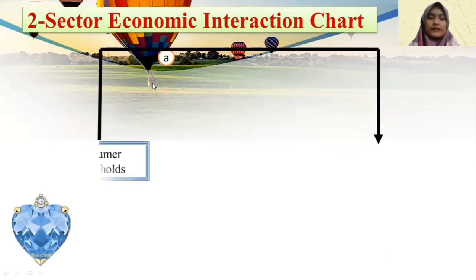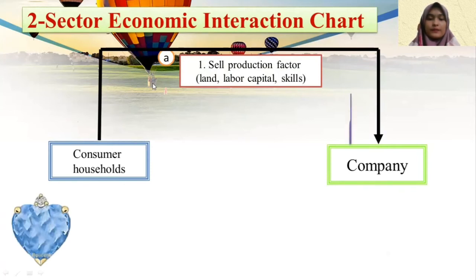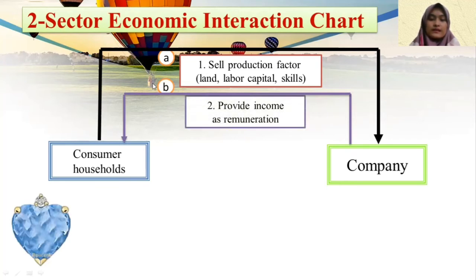On the A line it reflects that the consumer household sector provides production factors that include land, labor, capital, and expertise to the company sector in order to earn income. In this case, the company will provide compensation for the production factors provided by the household sector that includes wages, salaries, and rent on the B line.